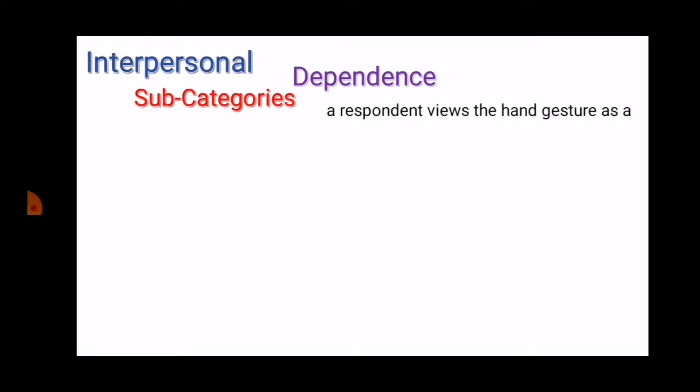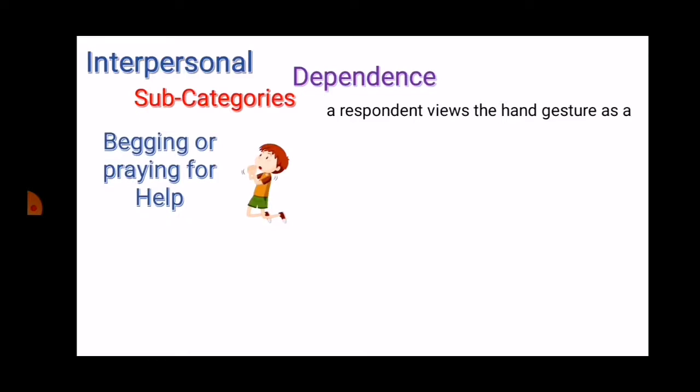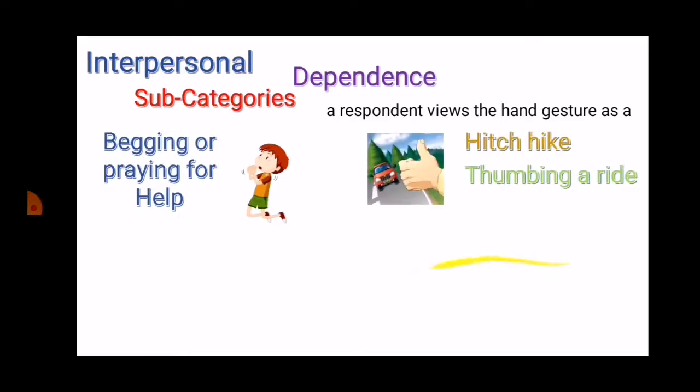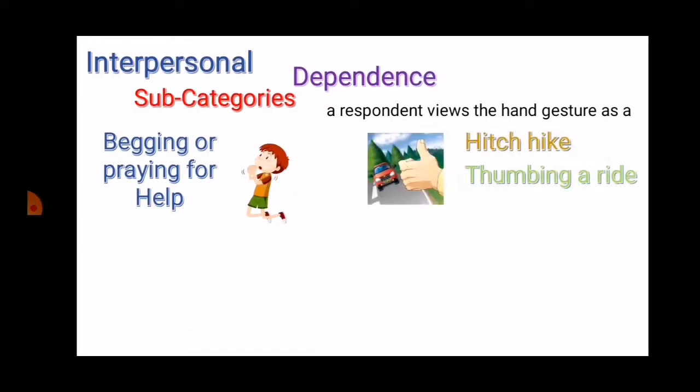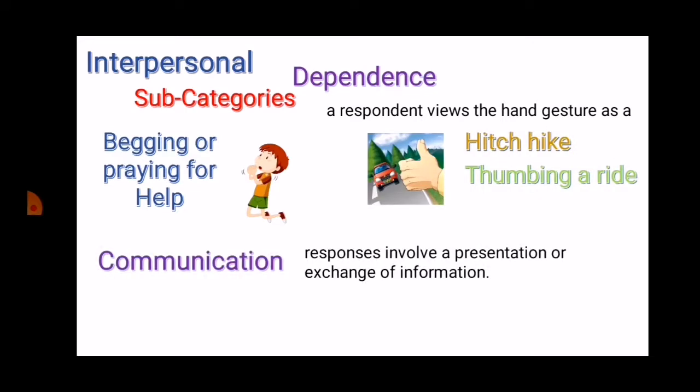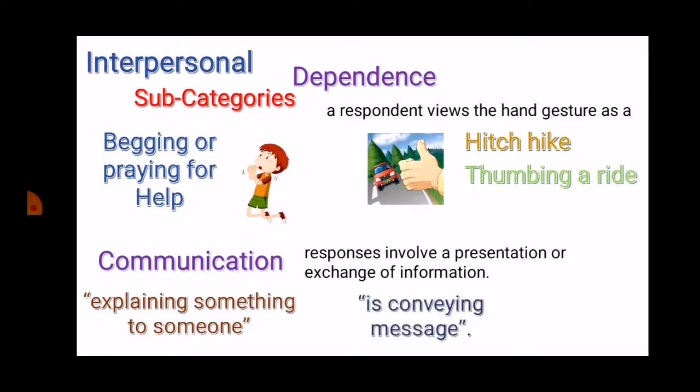We have dependence. In dependence, the respondent responds to the picture as begging or praying for help, or hitchhiking, asking for a ride. So this is how they respond. We also have what we call communication. These responses involve a presentation or exchange of information. For example, the hand is viewed by the responder as explaining something to someone, conveying a message.